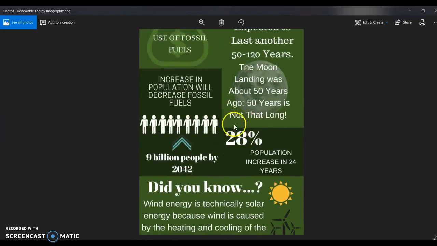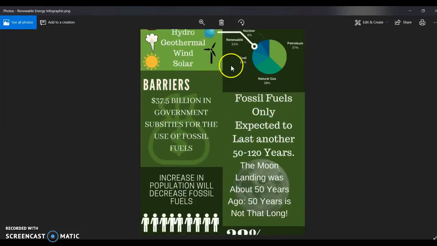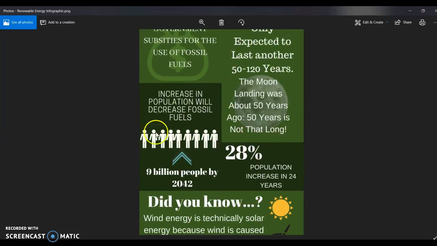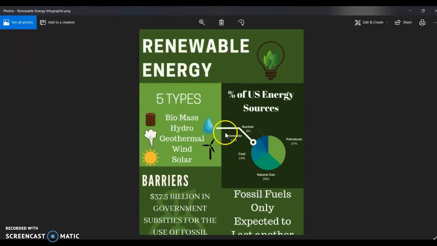Going back up a little bit, you can see I used some pictographs to show how many billions of people will be on the earth within the next 24 years. The pictographs are people because they symbolize population, and they have a color proximity to information about population increase and how it will change, followed by the number and percentage of population change.